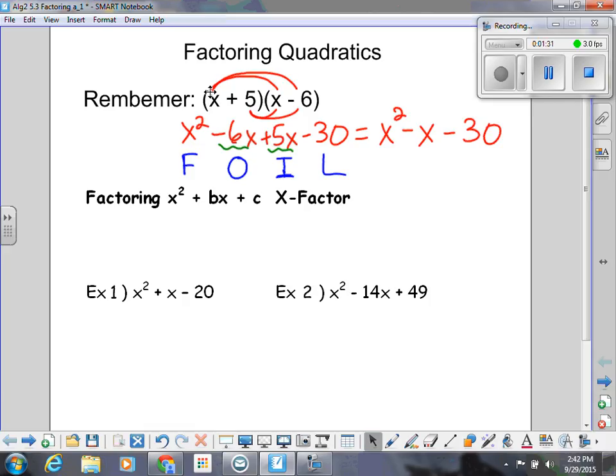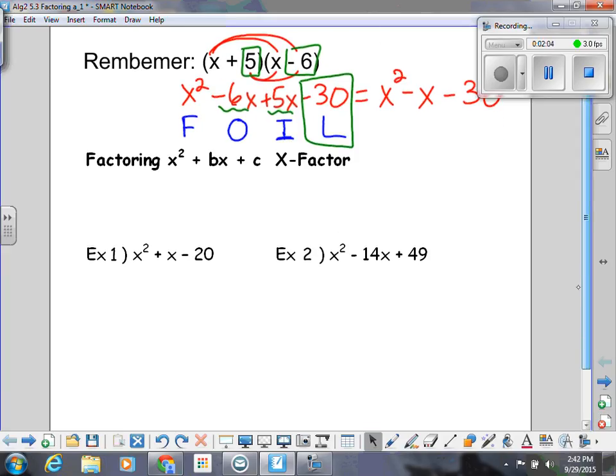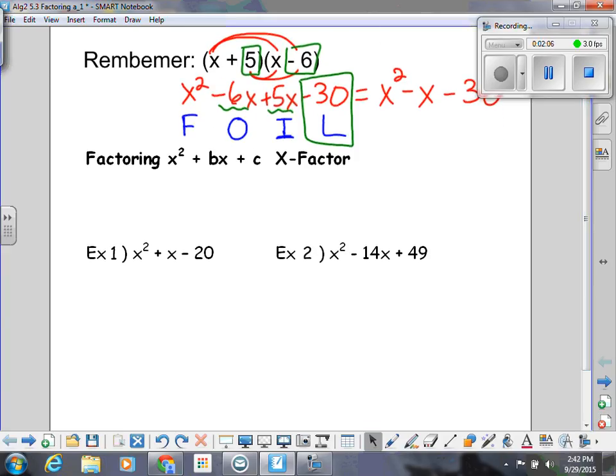If you notice, when we were doing the FOIL, the two numbers in our parentheses, the 5 and the negative 6, when those two numbers got multiplied, we got this last number, the negative 30. I'm going to focus on that because that's going to help guide what numbers go in my parentheses. So for this example here, I've got x squared plus x minus 20.